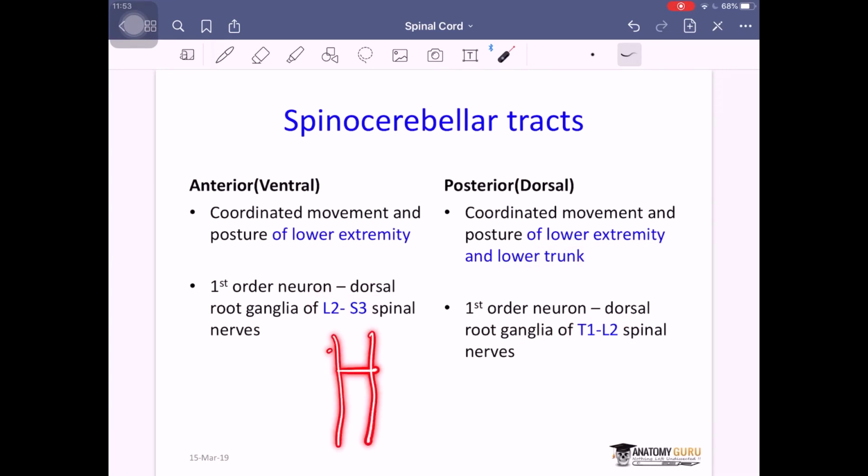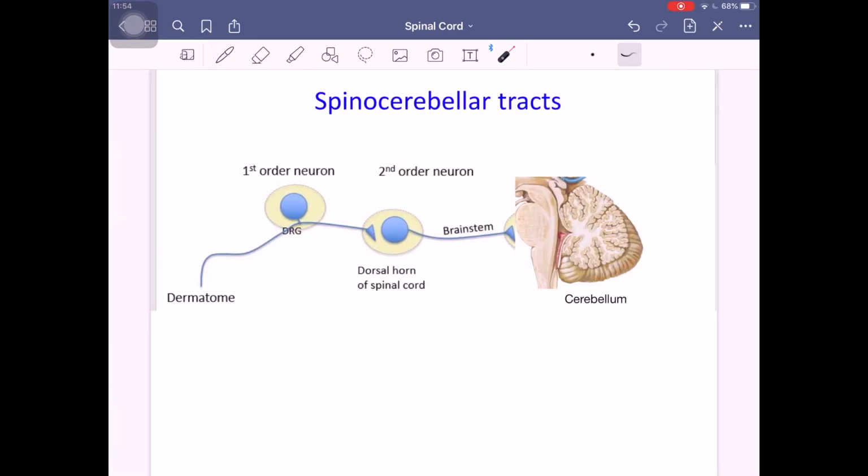So that means if you take a spinal cord section, the anterior is seen only in your L2 to S3 segment, whereas the posterior is seen only from T1 to L2. Above that you don't have it and below that you don't have it. So this is the interesting information we have here.